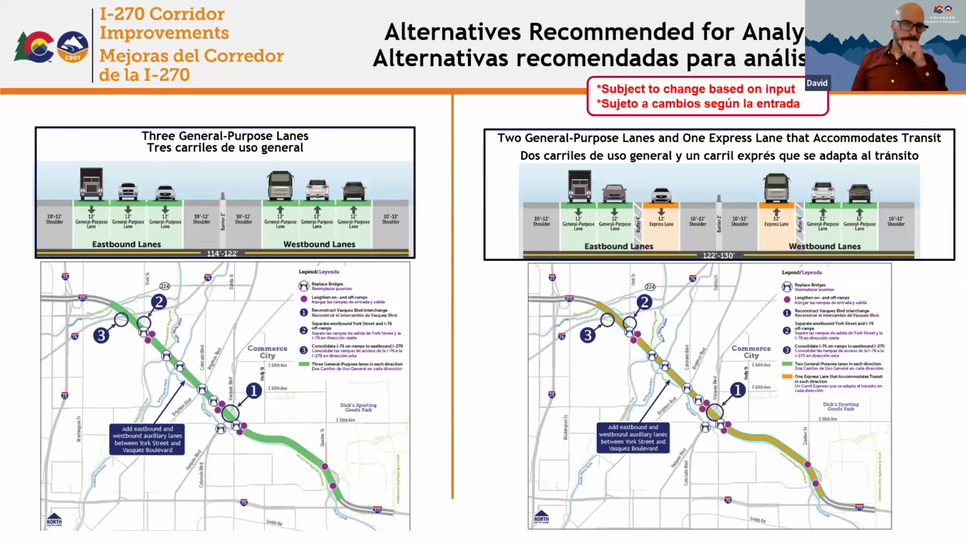Yeah, thank you, Chris. This is Dave Moranich again, the I-270 Corridor Improvements Project Director. So based on our preliminary analysis, we've narrowed in on 2 alternatives that we think best meet the purpose and need on the corridor. We recommend the following 2 alternatives move into the detailed analysis of the EIS. On the left, the 3 general purpose lane alternative, and on the right, the 2 general purpose and 1 express lane that accommodates transit alternative. It's important to note that both of these alternatives add only 1 additional lane of travel in each direction.